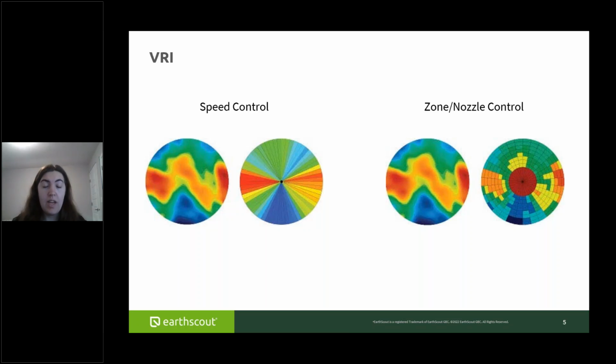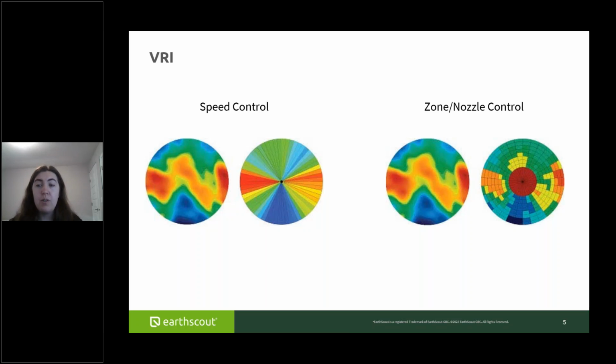So you'll see we have the same kind of variability map, but this time we've split the field into different zones, almost like a grid. Every zone is going to have a few nozzles. As the pivot passes over these different grids, the nozzles on those grids are going to be putting on different rates than nozzles 20 feet away. A nozzle in an orange zone might be putting on a different amount than a nozzle further down the line in a green zone.